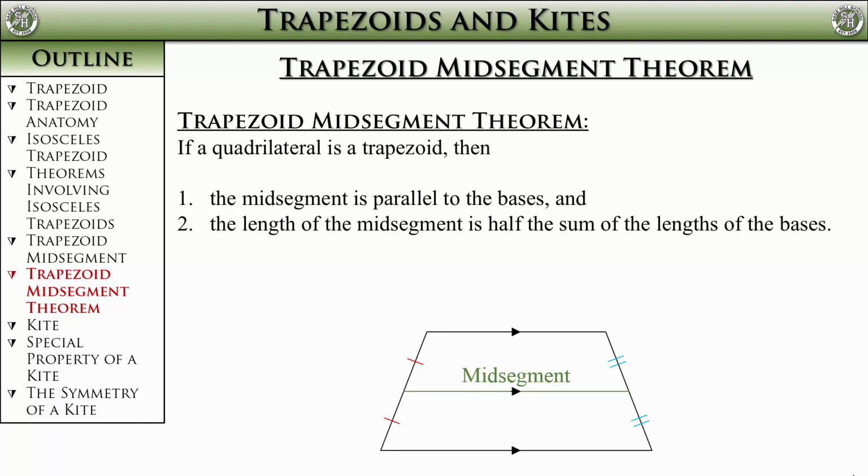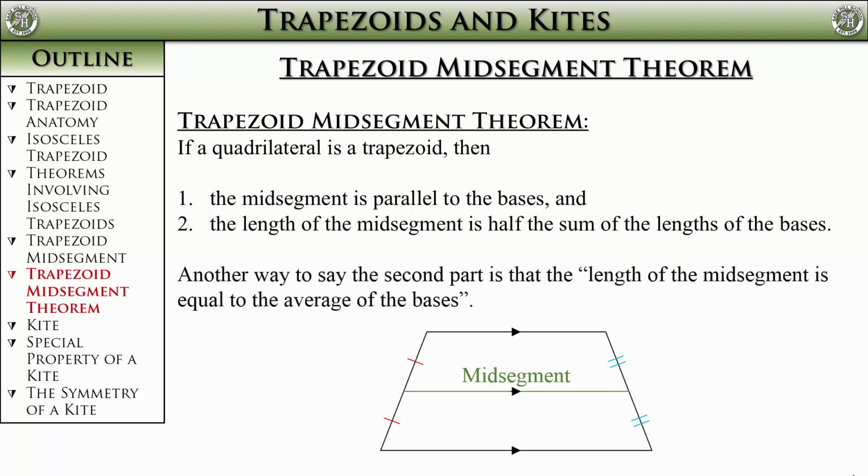The second conclusion of the theorem says that the length of the midsegment is half the sum of the lengths of the bases. That's fine and all, but another way to say it is that the length of the midsegment is equal to the average of the bases. Students usually prefer it that way. Use whichever makes more sense to you. Half the sum of the lengths of the bases, or average of the bases.